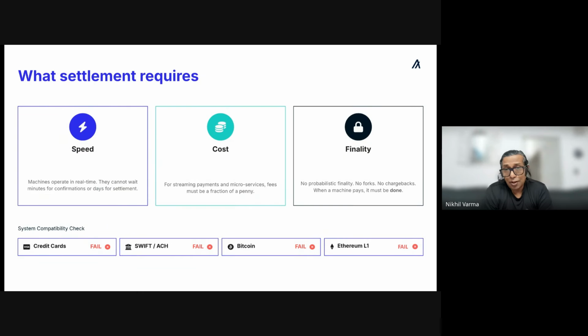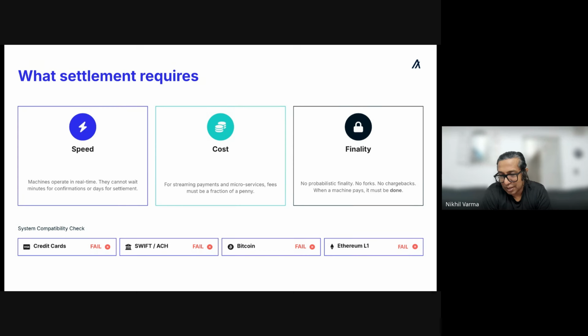So to be able to solve this plumbing problem, we need something which is a financial backbone, right? What this financial backbone actually does is real-time settlement. And the real-time settlement should have speed, very fast speed. It has to have a low cost, and it has to be final.